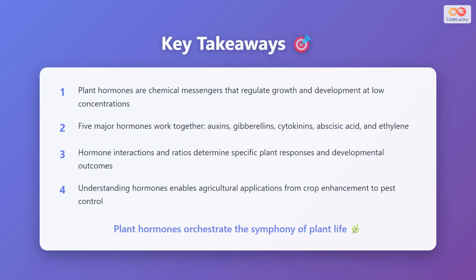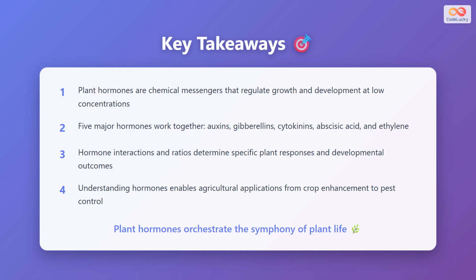Let's review the key concepts from this lesson. First, plant hormones are chemical messengers that regulate growth and development throughout the plant, even though they're present in very low concentrations. Second, there are 5 major classes of plant hormones, each with distinct roles. Auxins control cell elongation and tropisms, gibberellins promote stem growth and germination, cytokinins stimulate cell division, abscisic acid helps plants cope with stress, and ethylene triggers ripening and senescence.